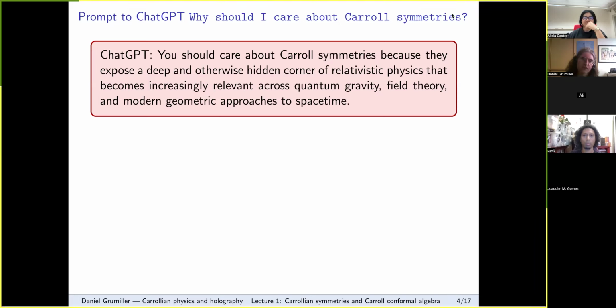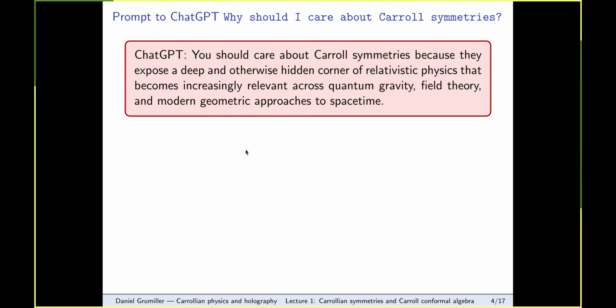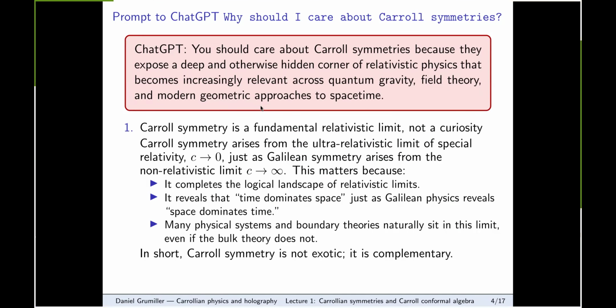And part of it is not so bad, actually, but I'll also point out some things that are maybe unclear or confusing. So the main answer that ChatGPT gives is you should care about Carroll symmetries because they expose a deep and otherwise hidden corner of relativistic physics that becomes increasingly relevant across quantum gravity, field theory, and modern geometric approaches to space-time. Now, that's vague enough to be correct, but it goes on in more detail.